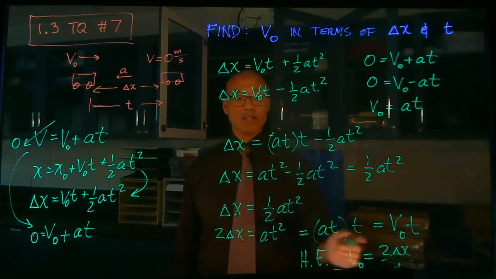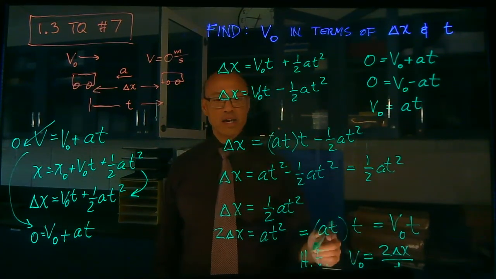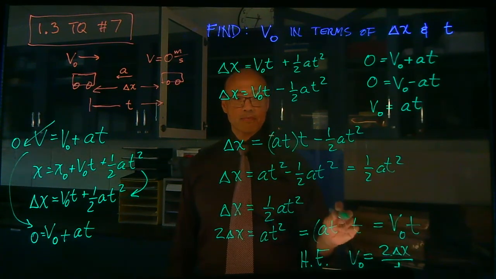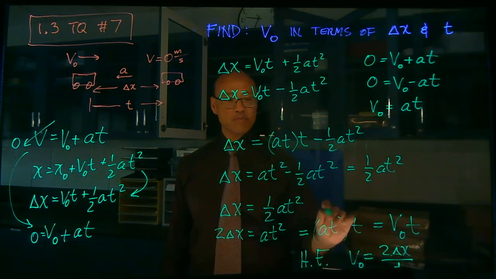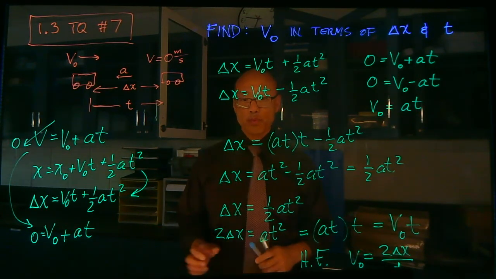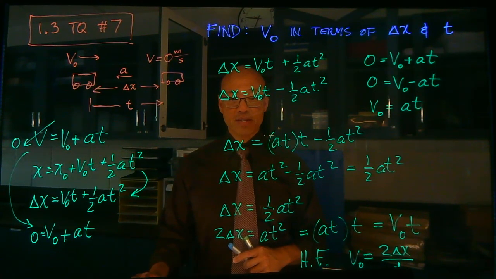So there is a way to get to that answer. Am I off the screen? I might be off the screen. Lost it right here. But there you go. There's a way to get to that answer without remembering that 1/2 v plus v naught equation. All right, that's number 7.